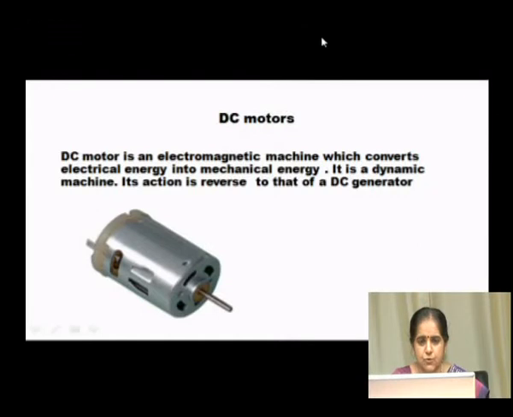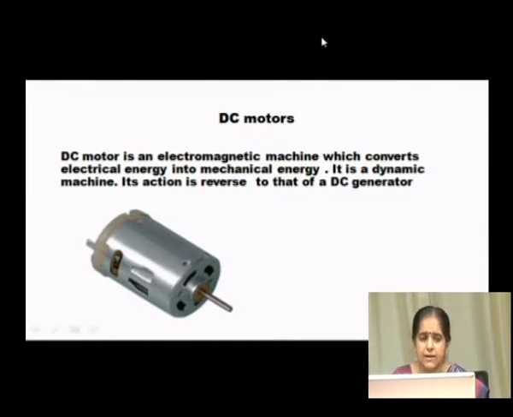First, let us try to know what is a DC motor. A DC motor is an electromagnetic machine which converts electrical energy into mechanical energy. It is a dynamic machine. Its action is the reverse of that of a DC generator. At the very beginning, I told you that the generator converts mechanical energy into electrical energy, whereas this DC motor converts electrical energy into mechanical energy.